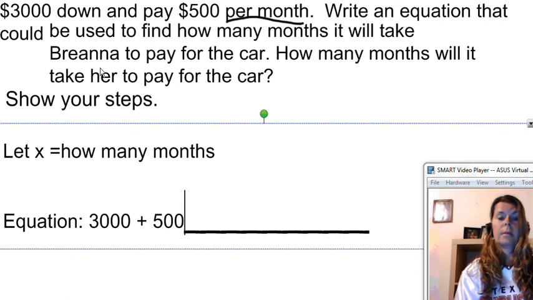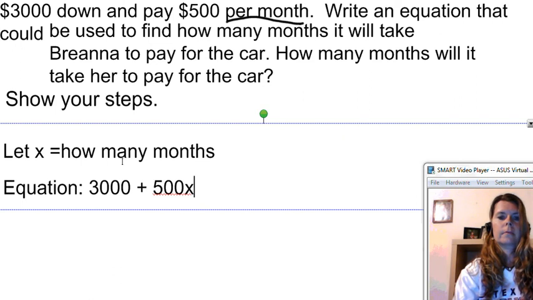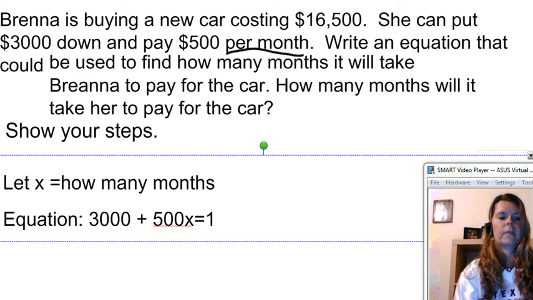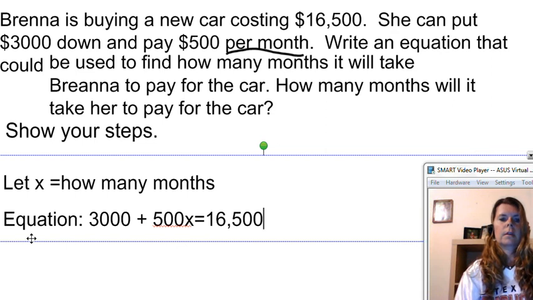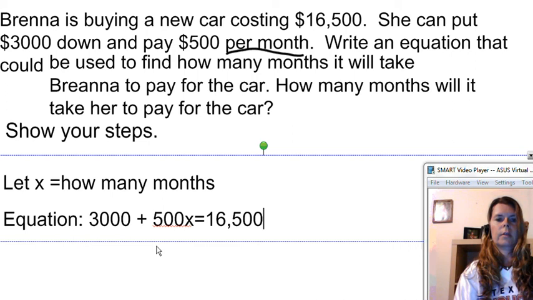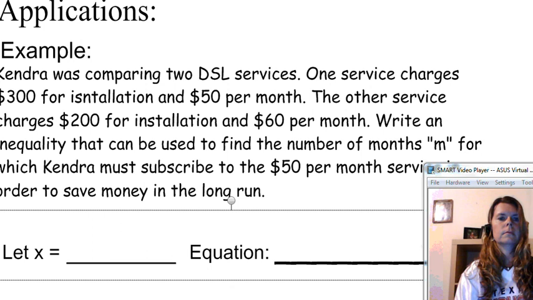But how many months is it? Well, it shows you right here. X equals how many months? So we're going to times by X. And that equals the total amount, which I think it was up at the top, 16,500. And then I'm going to leave you to solve that by subtracting 3,000 to both sides and then dividing by 500. Next application.